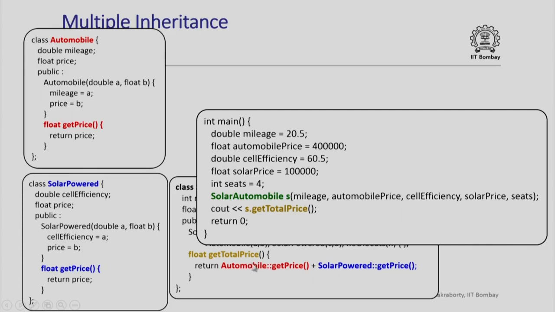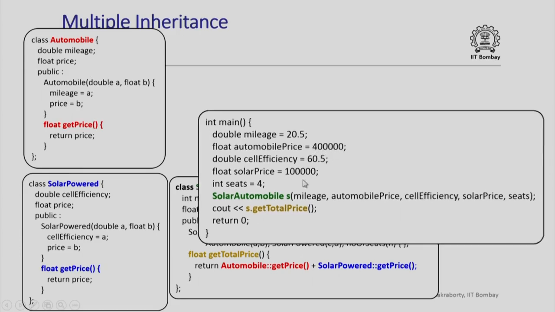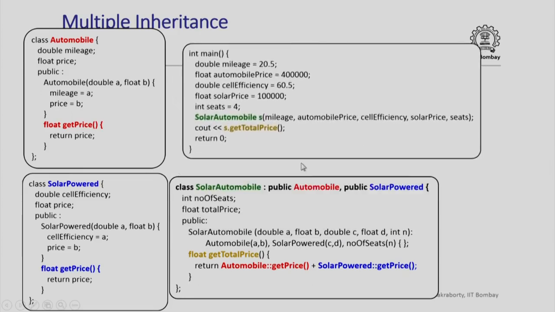So it will basically invoke the get price function of the base class automobile, it will invoke the get price function of the base class solar powered, add them up and then return. So in this particular case it will add up 400,000 with 100,000 and return 500,000. Now there is another kind of multiple inheritance which is also quite useful in practice, and this is called diamond inheritance, and we will look at this now.